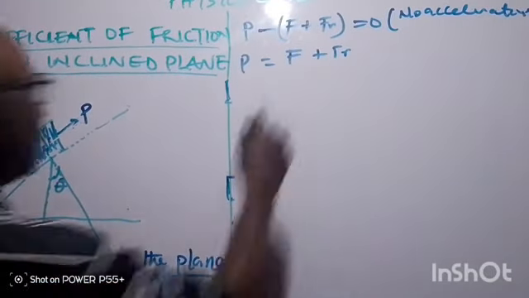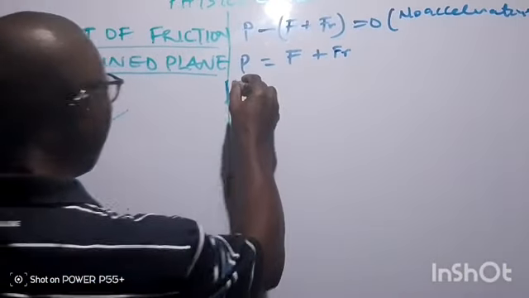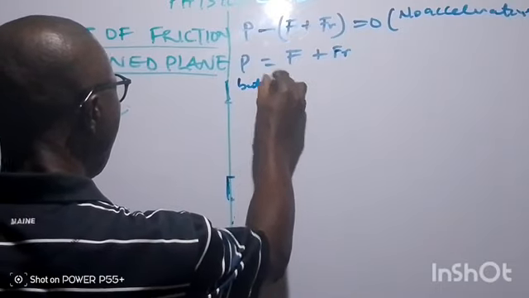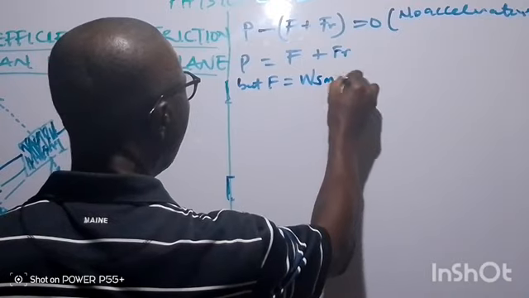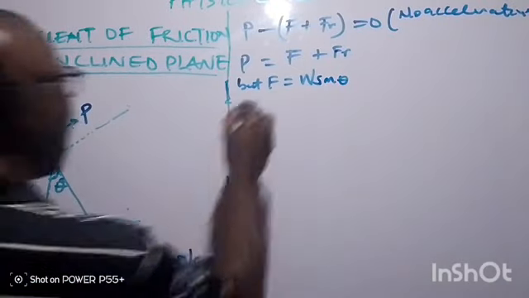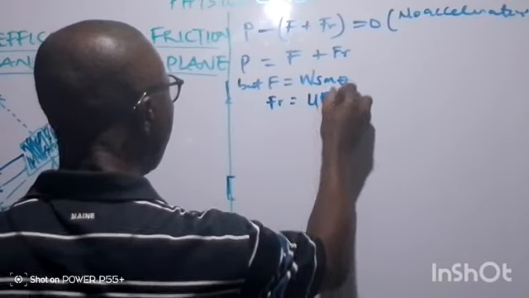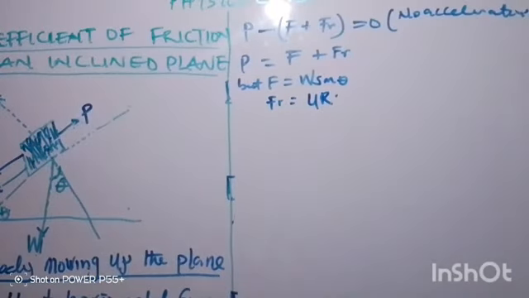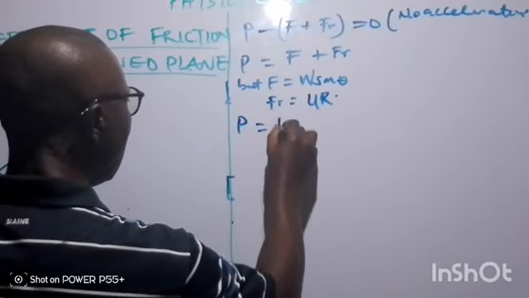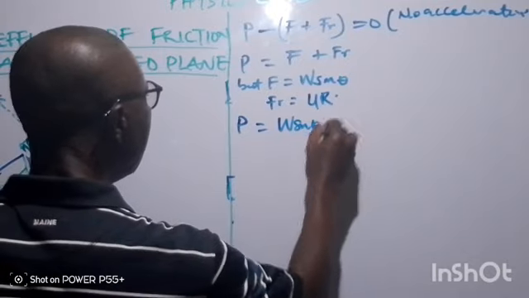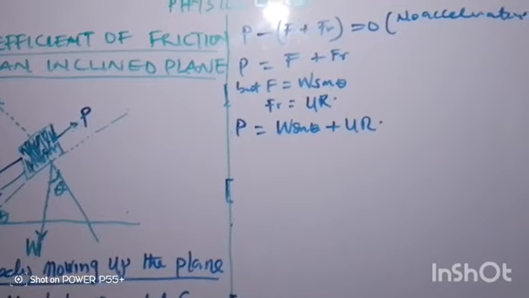And if you substitute the magnitude of this one, which we derived the other time, and the magnitude of the frictional force, F is equal to W sine theta, and Fr is equal to the coefficient of friction multiplied by normal reaction. So when it is being pulled up or moving up, the applied force will be equal to W sine theta plus mu R.